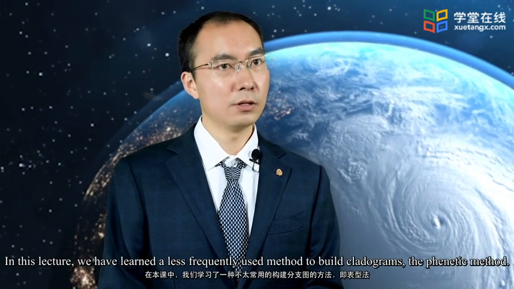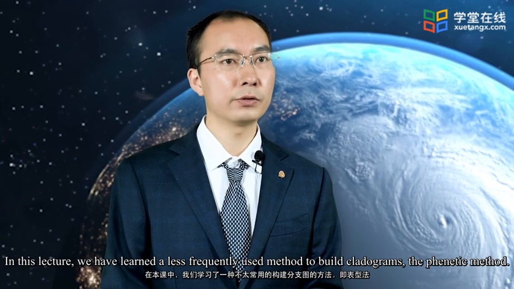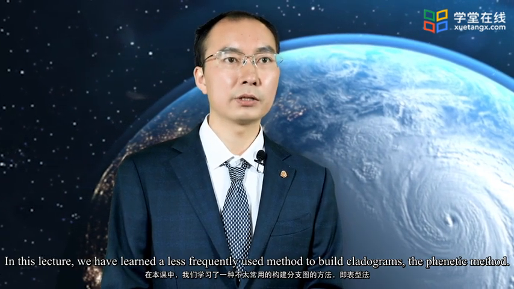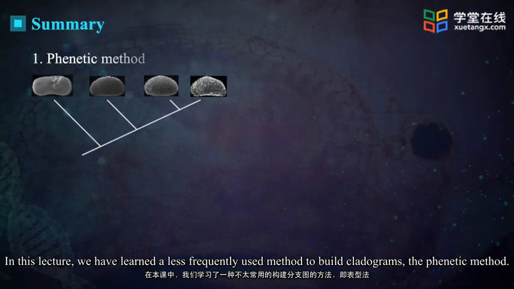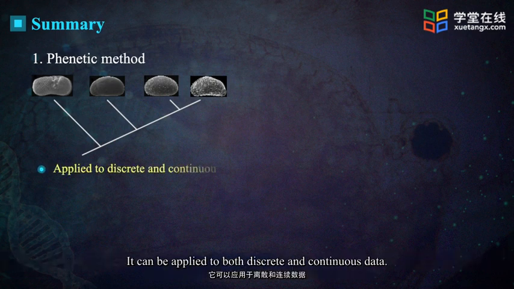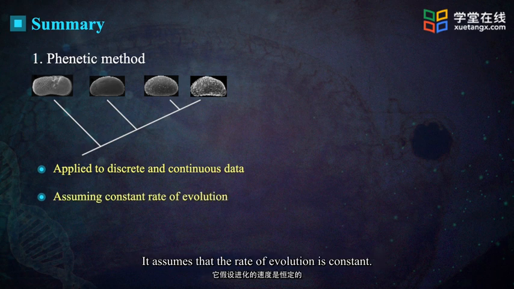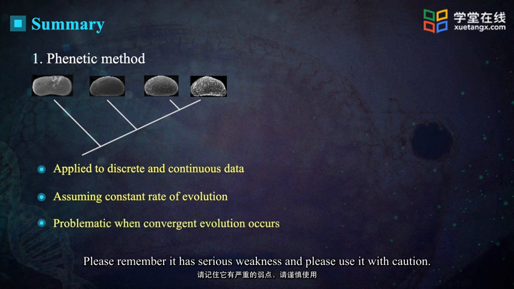In this lecture, we have learned a less frequently used method to build cladograms, the phenetic method. It can be applied to both discrete and continuous data. It assumes that the rate of evolution is constant. Please remember it has serious weakness, and please use it with caution.